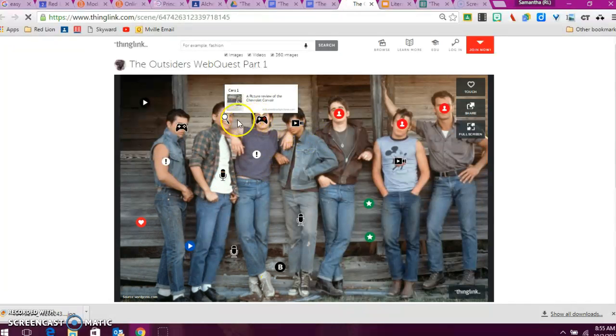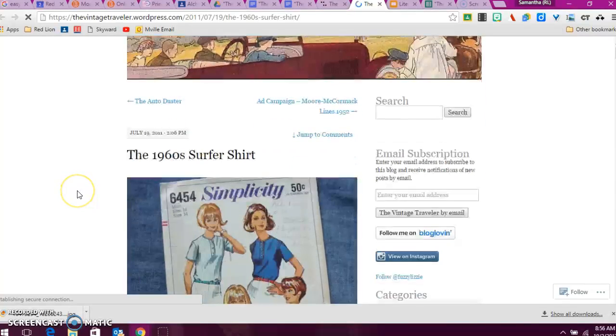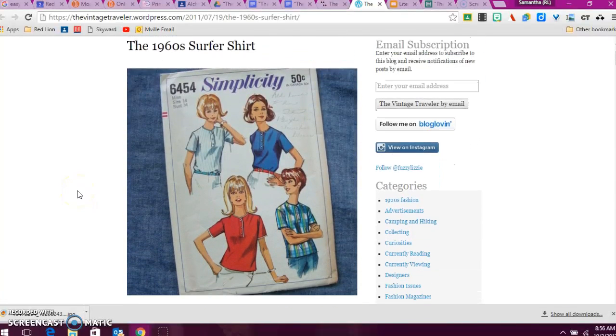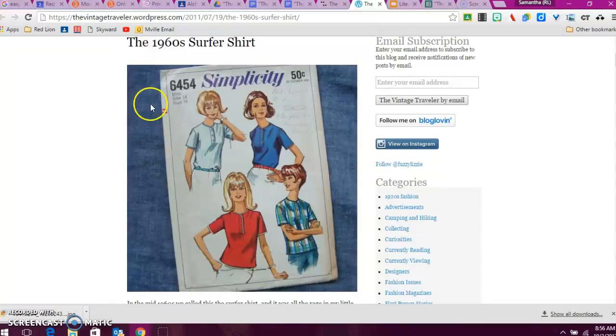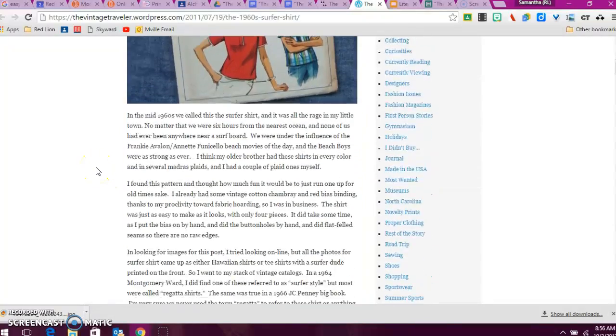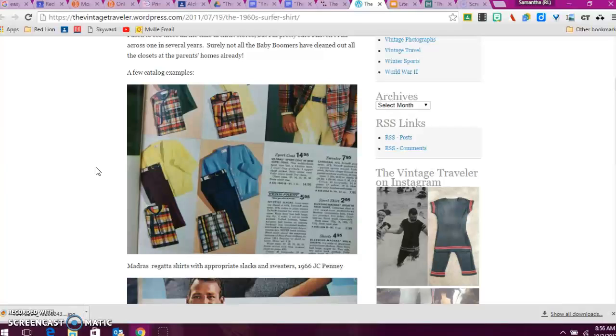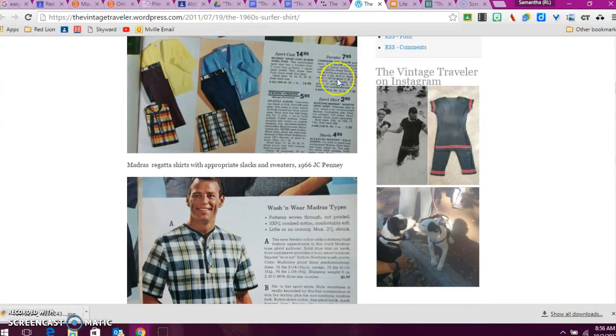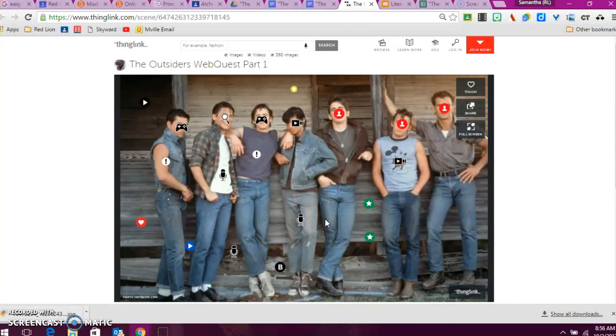Additionally, some of them, and I have to find where it is, but some of them talked about fashion at this time and asked them about madras shirts and surfer shirts, and I wanted them to be able to see actual visual representations of that, so that's what these did. So it puts a picture with what they're looking at, and it's not just regurgitating information. Now they actually have a visual of it. They can actually apply this when we do start reading. They can see, oh, okay, well, this is what the Socs wore. This is what the Greasers wore. So I definitely thought that that was present in this web quest.